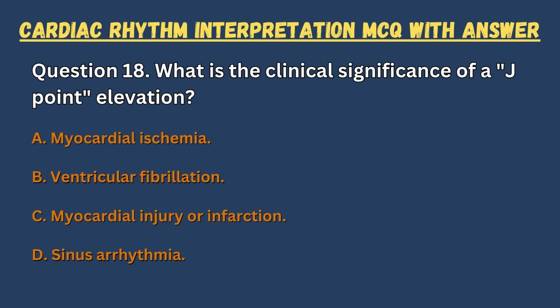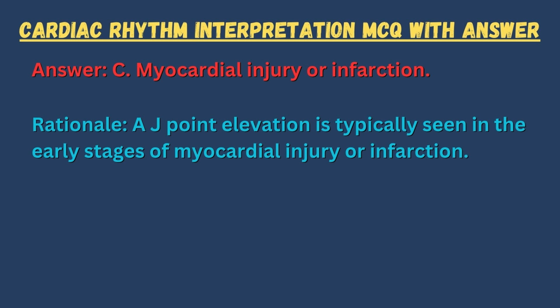A. Myocardial ischemia. B. Ventricular fibrillation. C. Myocardial injury or infarction. D. Sinus arrhythmia. Answer. C. Myocardial injury or infarction. Rationale. A J-point elevation is typically seen in the early stages of myocardial injury or infarction.